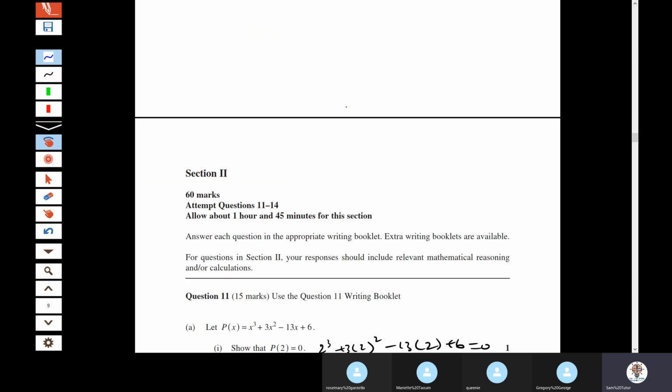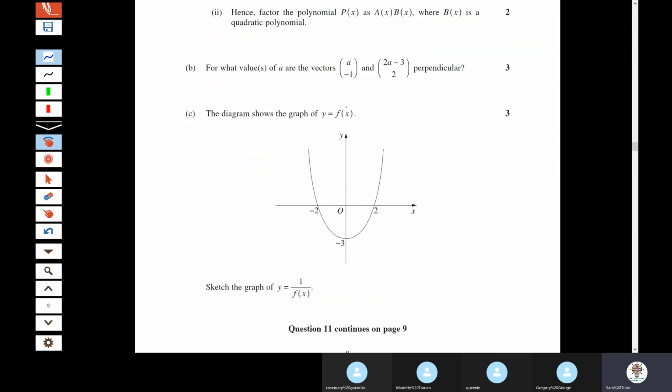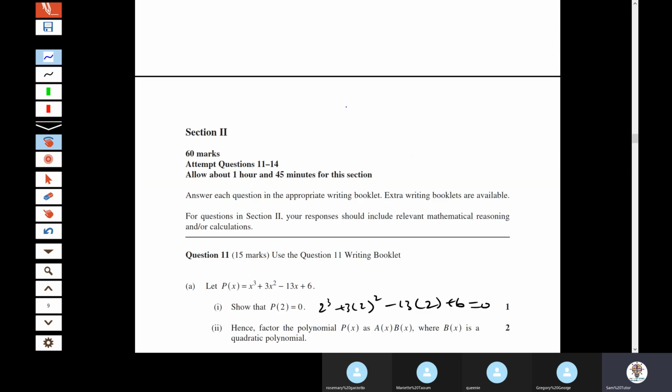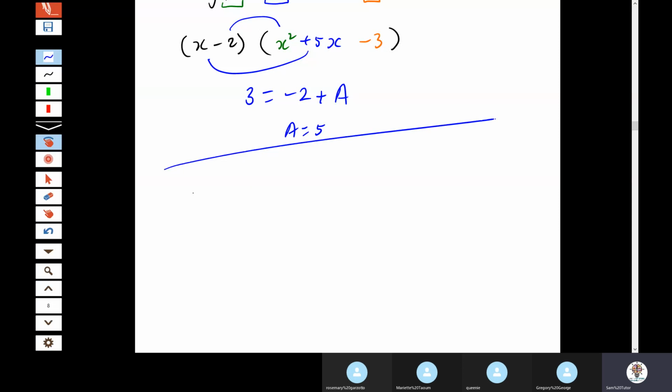Let me know if I'm going too fast, because I would like to finish this off if we can. For what values of a are the vectors perpendicular? For them to be perpendicular, we know that the dot product must equal 0. I think a topic that you would have missed a bit, Queenie, but we're going to revise it because I want to revise it for Extension 2 as well. So let's go up here again. We've got a, 1 and 2a minus 3 and negative 1. The dot product must equal 0.